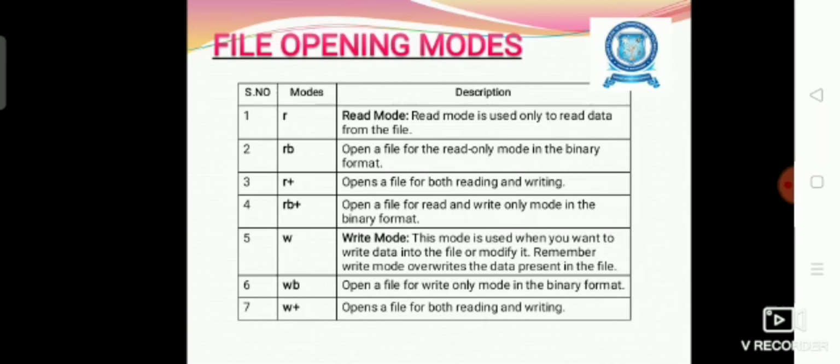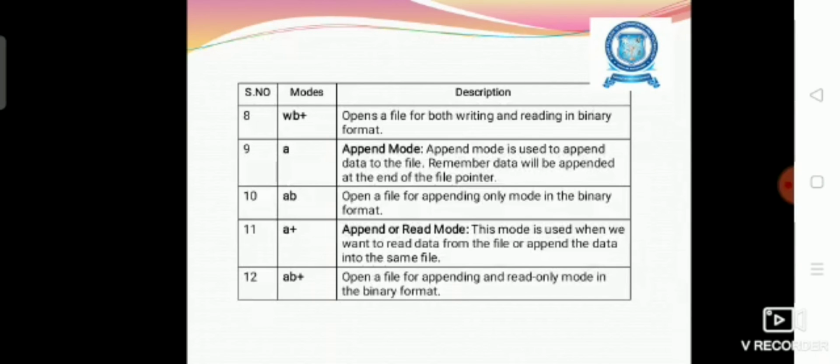W means write mode. In this mode we can write data into the file, or we can modify the content of the file. Then WB means open a file for write only mode in the binary format. Then W plus means open a file for both reading and writing. Also WB plus means open a file for both reading and writing in binary format.